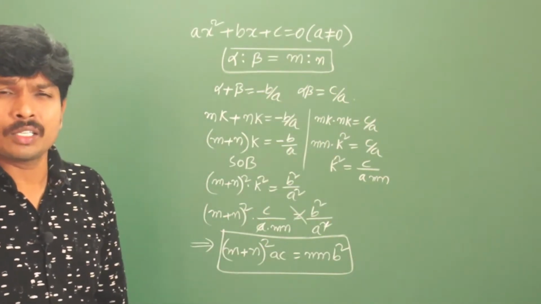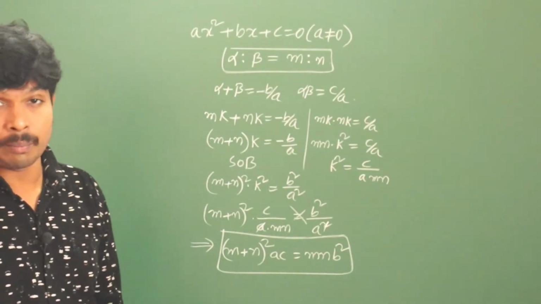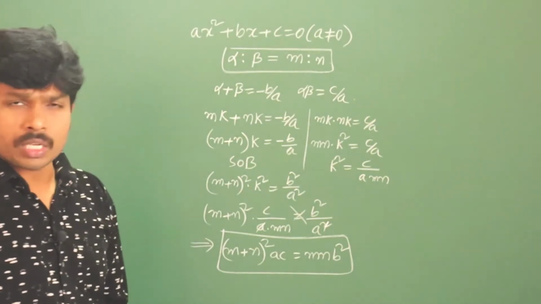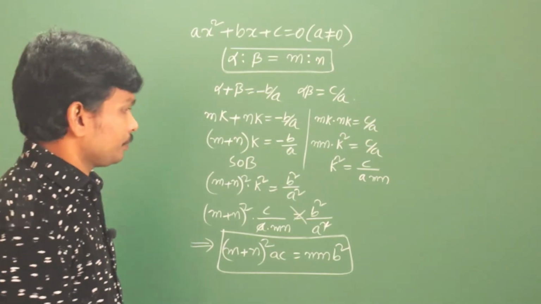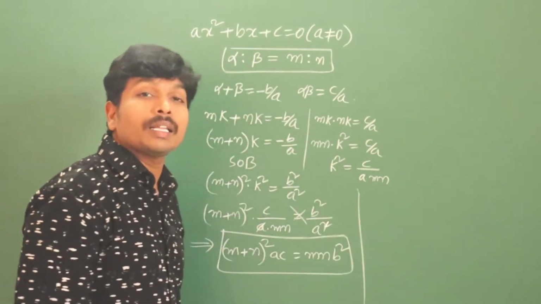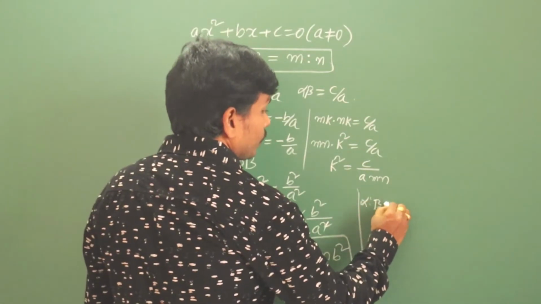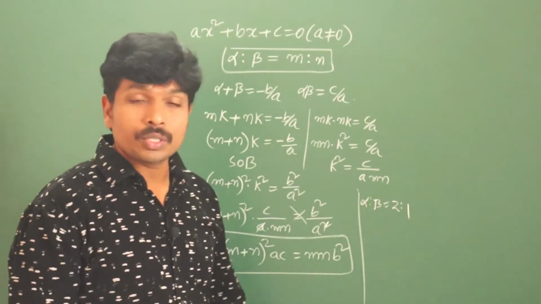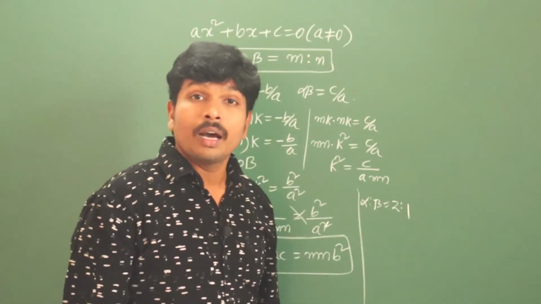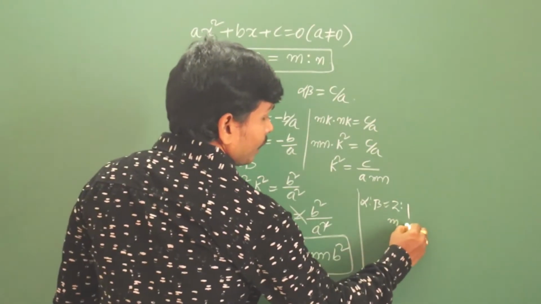So now it is dead easy. Most of the problems we can solve with the help of this. These points you must remember well. Suppose I am giving you that one root is double the other root, then what is the condition? One root is double the other root is nothing but alpha is to beta is equal to 2:1. Then what will you get? Here m value is 2 and n value is 1.